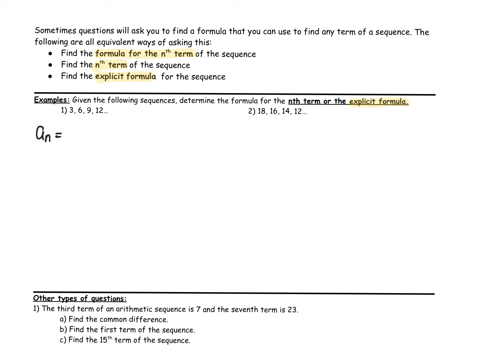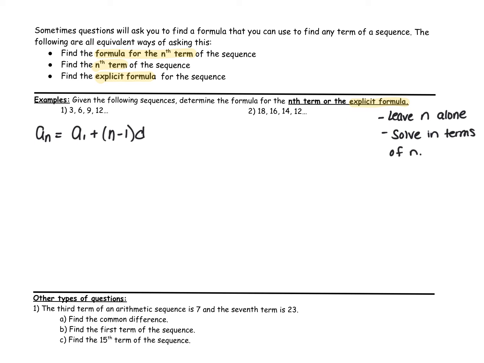So example number 1 says, given the following sequences, determine the formula for the nth term, or aka the explicit formula. So the way that we get the explicit formula is to use the formula that we've been using. So a sub n equals a sub 1 plus n minus 1 times d. So all we're going to do to find the explicit formula is leave n alone and solve in terms of n, meaning n will be in your answer.